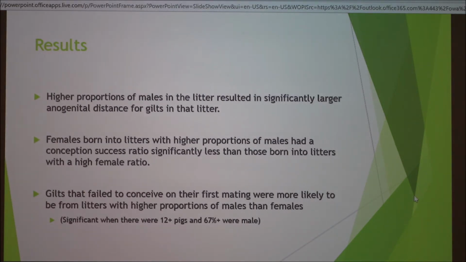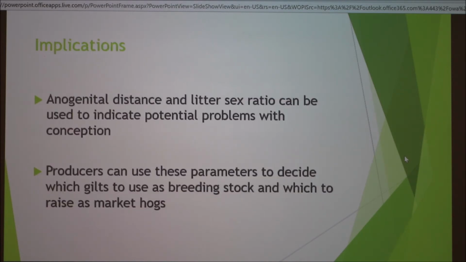What they found was that if there was a higher proportion of males in the litter, that resulted in a significantly larger anogenital distance for the gilts in that litter. These females born into litters with high proportions of males had a conception success ratio that was significantly less than those from litters with a high female ratio. Also, gilts that failed to conceive on their first mating were more likely to be from litters with a high proportion of males. This was significant when there were over a dozen piglets and 2/3 of them were male.